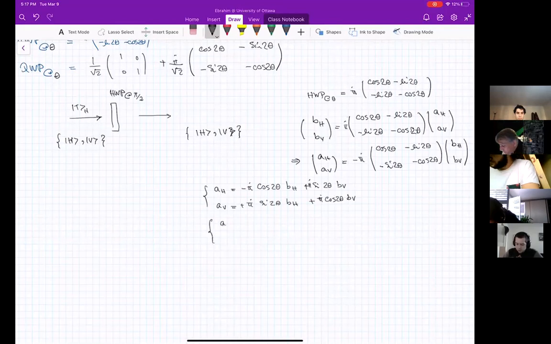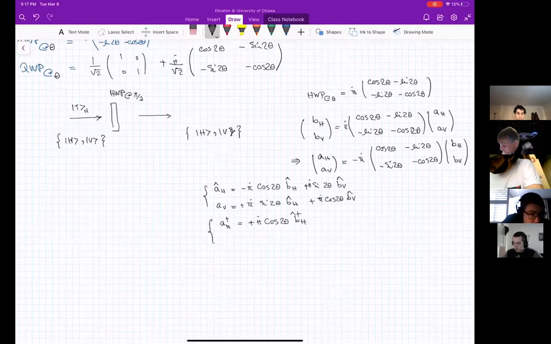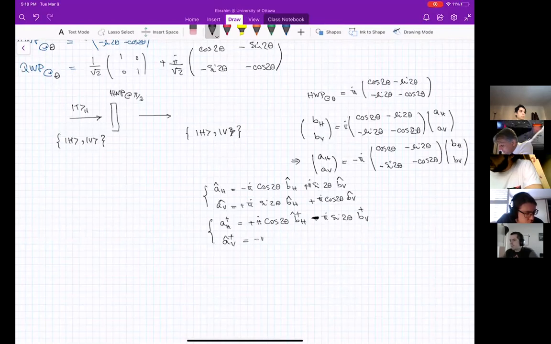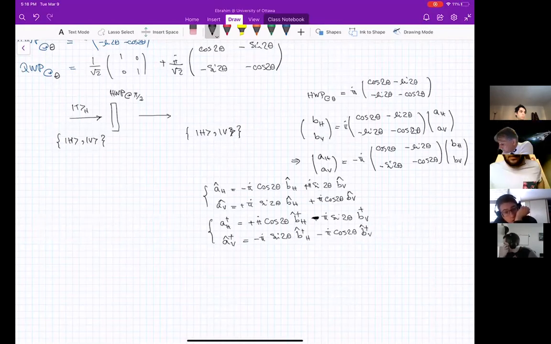And also I can find A dagger H is equal to plus i cosine of 2 theta B dagger H operator, sorry, minus i sine 2 theta B dagger V, and A dagger V is equal to minus i sine 2 theta of B dagger H minus i cosine of 2 theta B dagger V. Good.